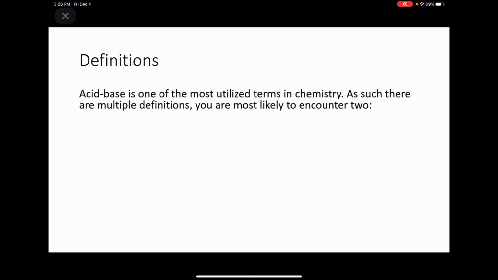Acid-base is a really important concept in chemistry that you'll encounter in organic chemistry. If you go anywhere in terms of reactivity, you'll use the terms acids and bases. And just because it's so important, there are multiple definitions. We're most likely to deal with two of them, at least in 106.